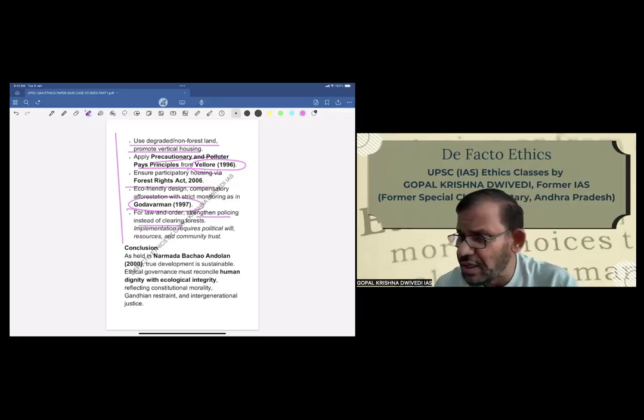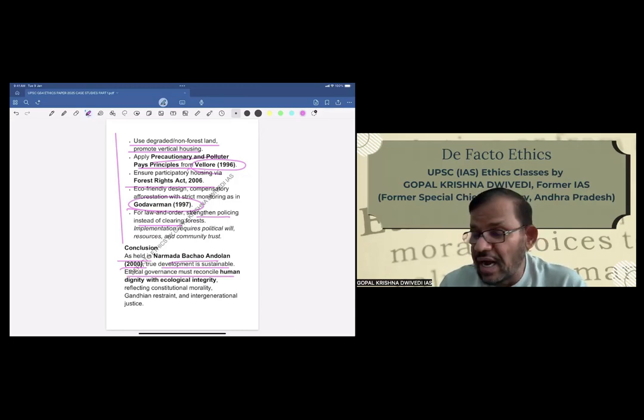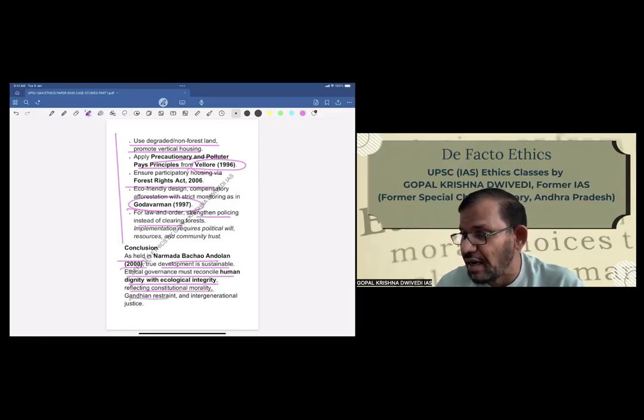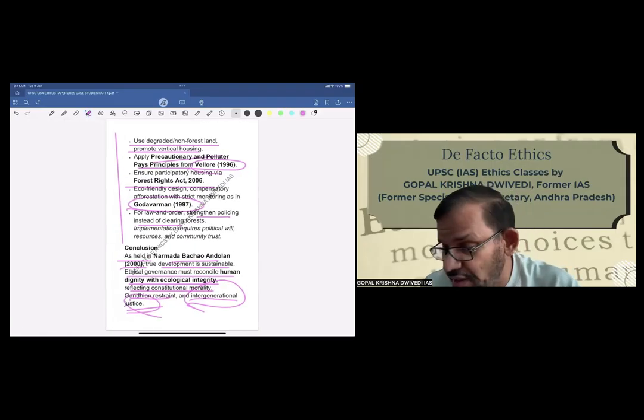And then in conclusion, as held in Narmada Bachao Andolan, true development is sustainable. Ethical governance must reconcile human dignity and ecological integrity, reflecting constitutional morality, Gandhian restraint, and intergenerational justice. See, whenever an environment question is asked, this term intergenerational justice is very, very important and critical. It has to be used. Then only your answer will be complete.